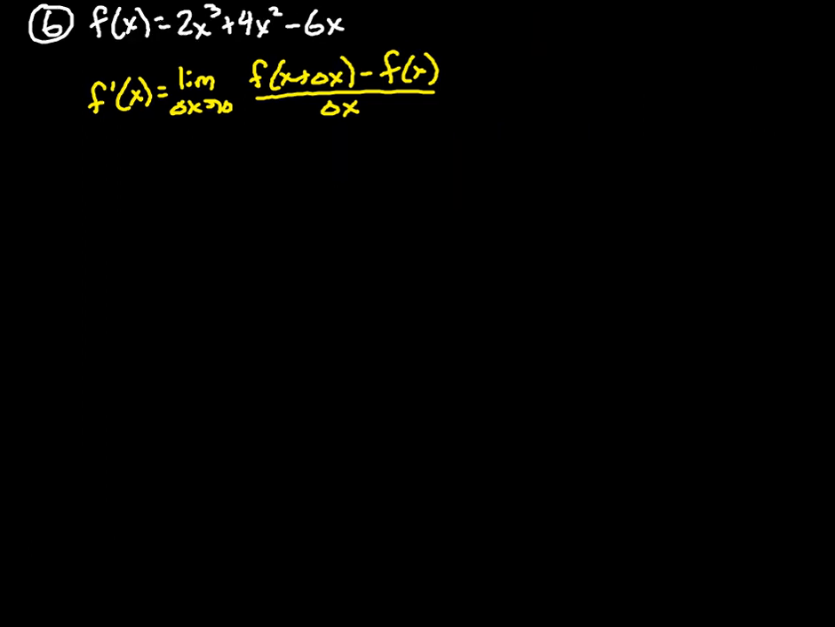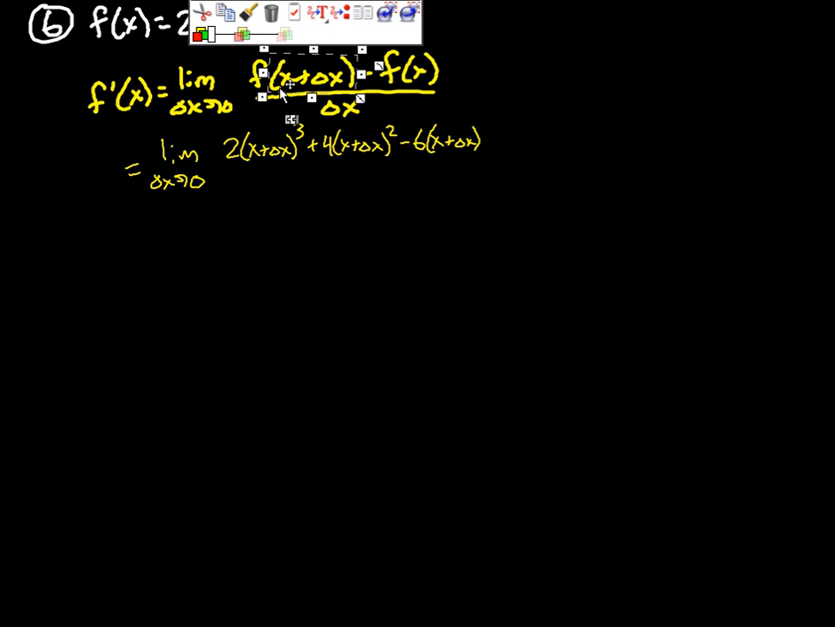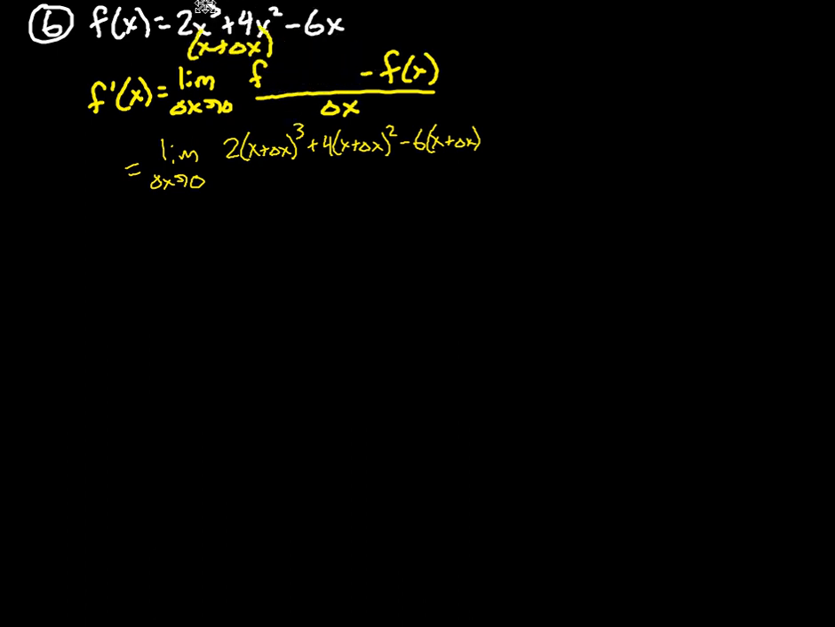Same idea to start. Now, something I should know here when I'm doing this: the limit as delta x approaches 0. This is going to be 2 times x plus delta x cubed, plus 4 times x plus delta x squared, minus 6 times x plus delta x. That's plugging in x plus delta x. If it helps, do something like this. I want to take x plus delta x and literally plug it in for x everywhere. So plug it in for that x, for this x, and for that x when I do it. All right, so that's plugging in x plus delta x. Now I need to subtract the entire thing. Subtract the entire function.